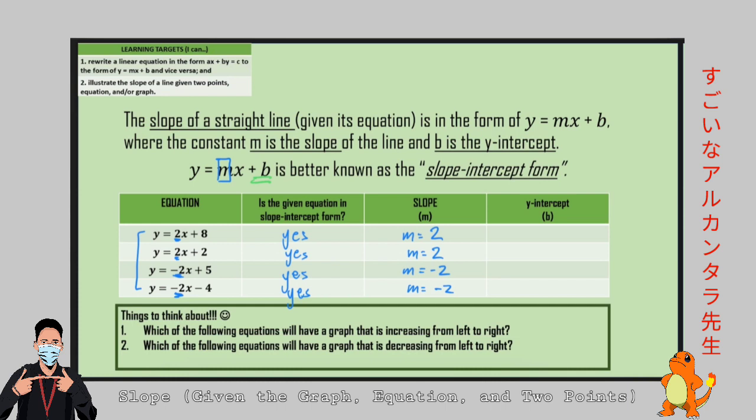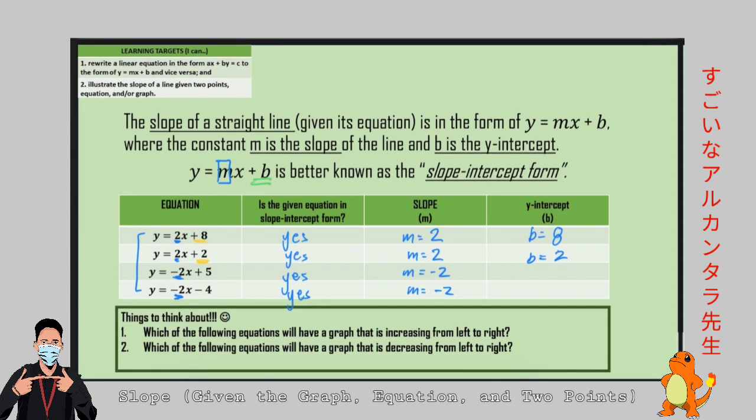So again, what we're talking about as the b or the y-intercept is whatever the constant is that is included there. So for example, the plus 8 here, therefore our y-intercept, or b, is 8. Similarly, plus 2, that is our y-intercept. Then here it's positive 5, so that is again our y-intercept. Then lastly, we have here negative 4.